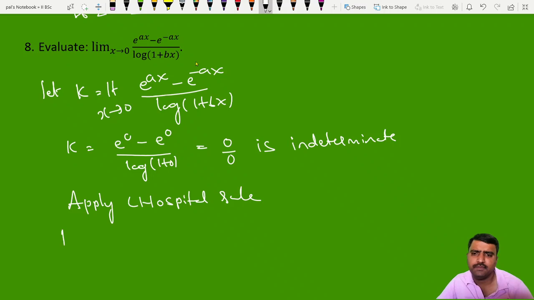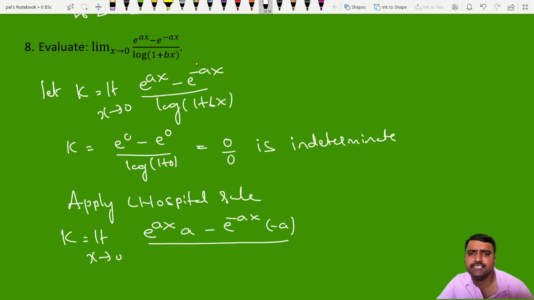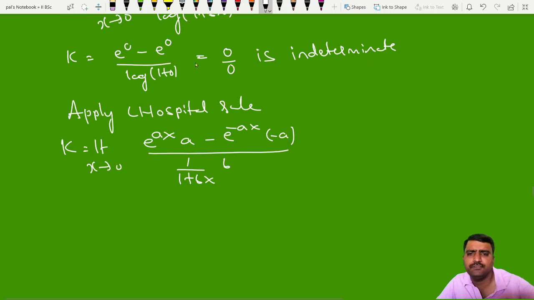So then we have k is equal to limit x tends to 0. Differentiation of e power ax is e power ax into a, minus differentiation of e power minus ax, which is e power minus ax into minus a, divided by differentiation of log of 1 plus bx, which is 1 by 1 plus bx into b. Now to this you apply the limit.